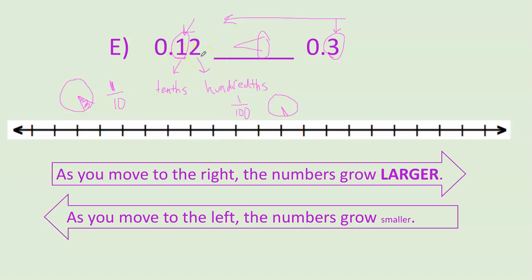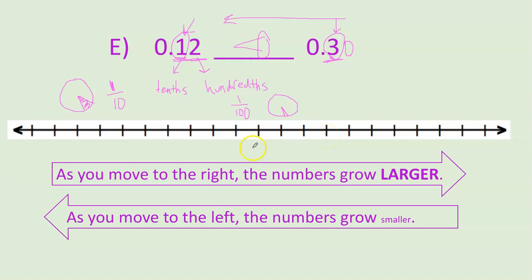And I think an even easier way to compare them is to just make sure they have the same number of places in their decimal. So we could just add to this 3, we could put a 0 beside it, and then compare 30 to 12. Well, which is larger, 30 or 12? Well, 30 is larger.